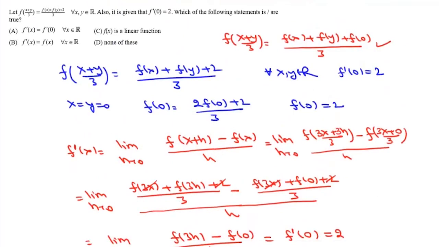So for this question, f'(x) is equal to f'(0). That's true. And f(x) is a linear function. So the correct answers are A and C. Now here the question is, prove that the function is differentiable at alpha if and only if there exists a function g which is continuous at alpha and satisfies f(x) minus f(alpha) is equal to g(x) into (x minus alpha).